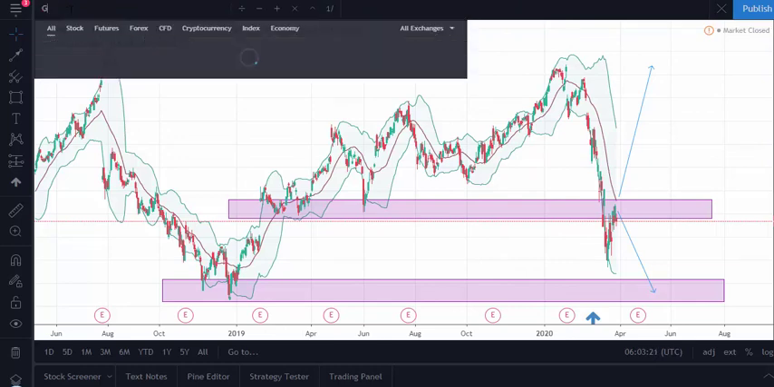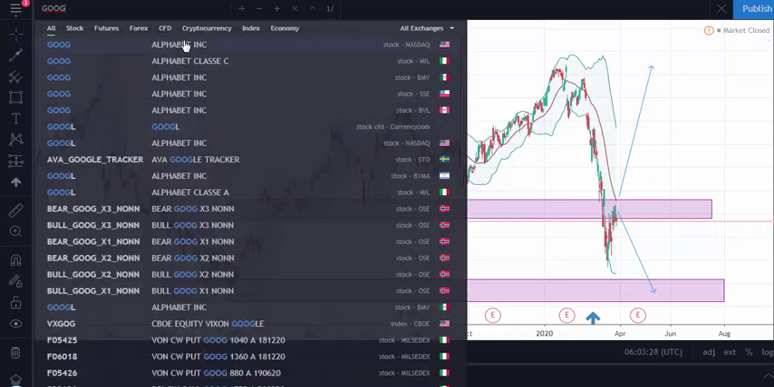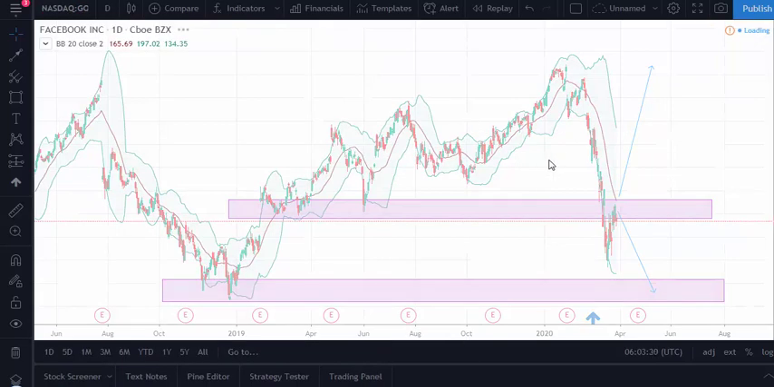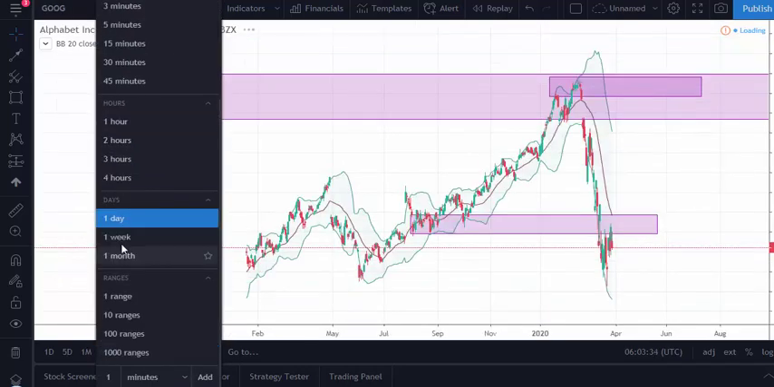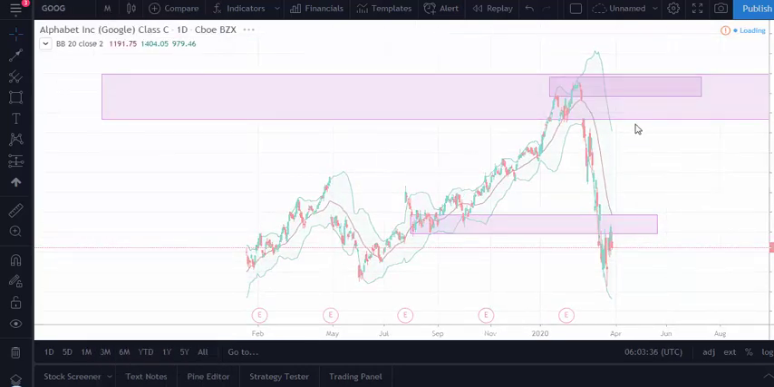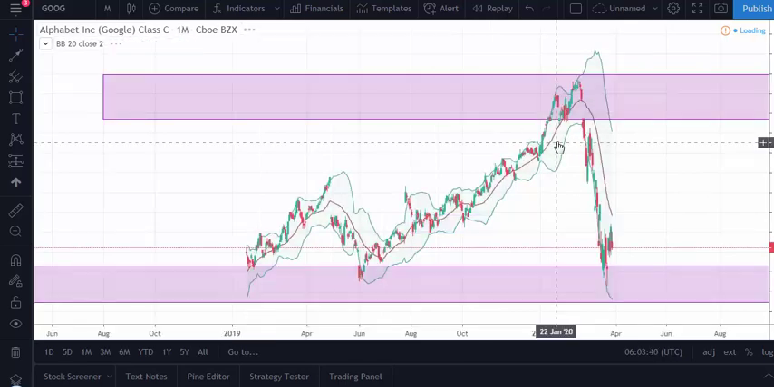Now let's move to Google. I'm actually interested in the Google stock also, because this is actually very good. So yes, let's move to Google on the monthly chart. What's now happening in this one?